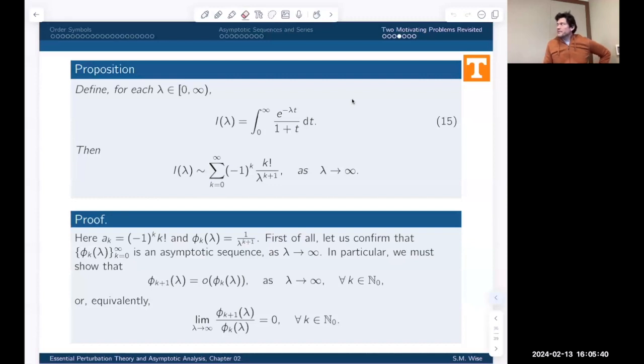So I was asked if I could slow down and go through this last little example that we had. It's written as a proposition, but it's really an example, and it's nothing more than the work we've already done in chapter 1, but put into the language that we've been developing here in chapter 2.